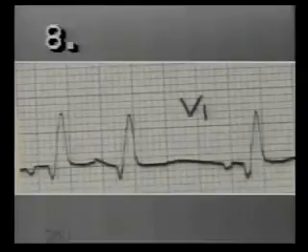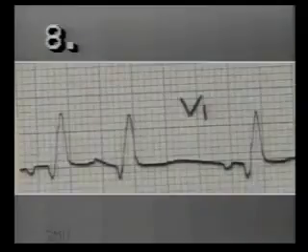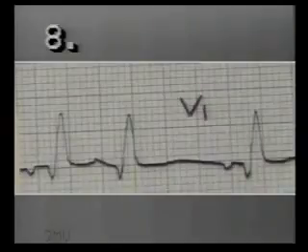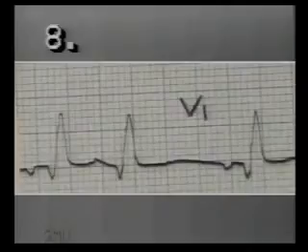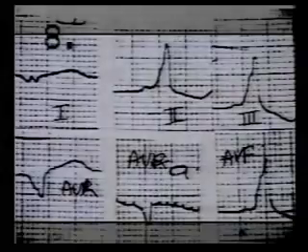This is a premature beat with compensatory pause in lead V1. The QRS complex is broad with tall slurred R wave of right bundle branch block pattern. Note the P waves. The P wave is altered in the premature beat. So this is an atrial premature beat in a patient with right bundle branch block.